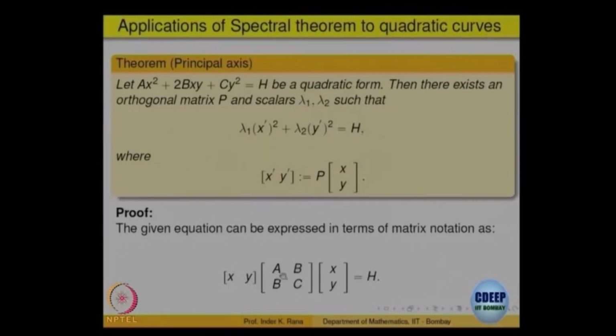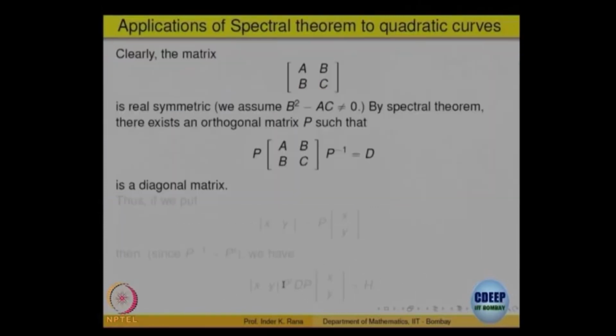Now, the advantage of writing this is, look at this matrix, (a b; b c), it is a real symmetric matrix. So, once it is real symmetric, it will be diagonalizable by an orthogonal matrix. So, I will have a matrix P such that P A P inverse is diagonal, and if I put that value here, you will see the new variables coming. Of course, we are assuming that b² − ac is not equal to 0 in the original one, then P A P inverse is equal to a diagonal matrix.